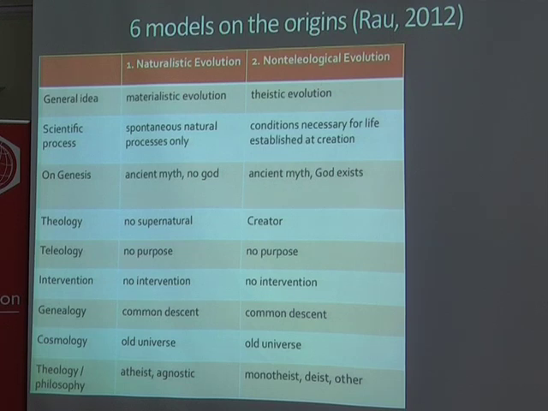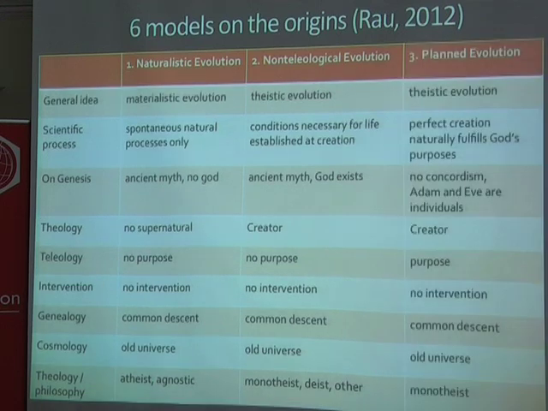In that model, conditions necessary for life are established at creation. So Genesis would be an ancient myth, but God exists. There's a creator, but there is no purpose, no intervention, and again, no problem with common descent and an old universe. So again, that could be for different types of monotheism, theism, and others.